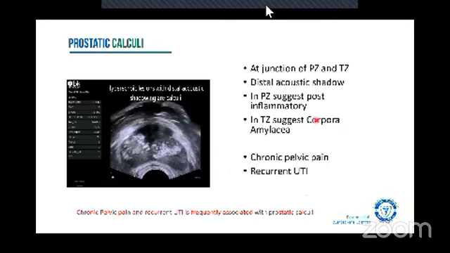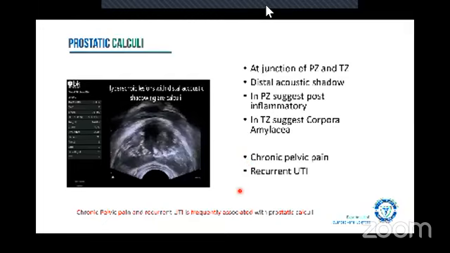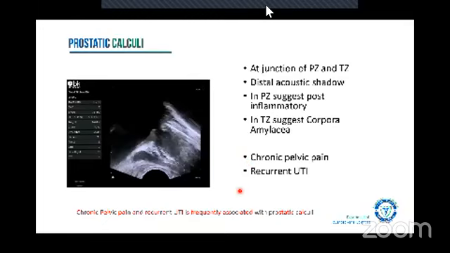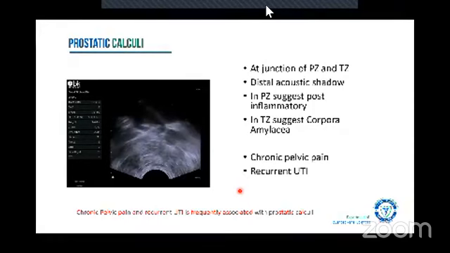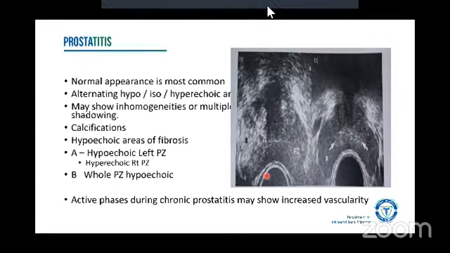Prostatic calculi are seen as hyperechoic lesions with distal acoustic shadowing, and they are post-inflammatory. And if they are in the transition zone, probably it is an indicator of corpora amylacea, and it correlates very well with chronic pelvic pain and recurrent UTI. Prostatitis is also commonly diagnosed on transrectal ultrasound. Usually hypoechoic areas are seen, and there are inhomogeneities alternating with hypoechoic, isoechoic and hyperechoic areas.